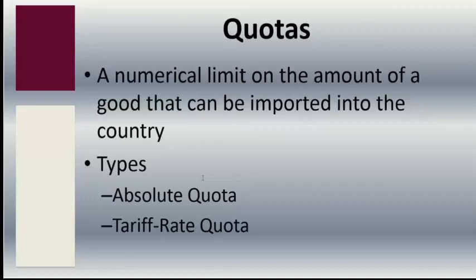An absolute quota, y'all, is that's it. That's all you're going to bring in. But a lot of times they'll combine it with a tariff rate quota. All right, our example a while ago was that Toyota could bring in 100,000 cars and that was it.